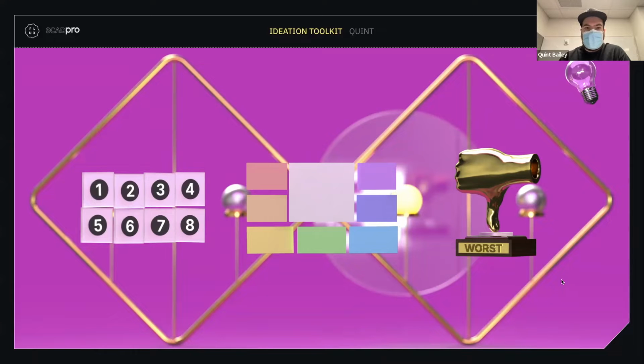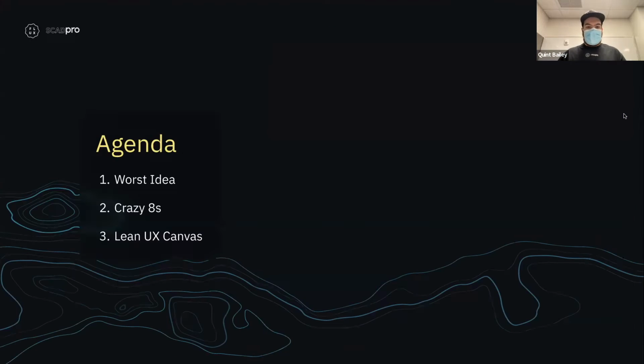Cool. Well, welcome to my session on Ideation Toolkit. What we're going to do is talk about three different ways to generate ideas once you know what your problem space is. In the last two sessions, we talked about how to do research to figure out where those problems lie, and how to narrow down your scope and see exactly which problem you want to solve. Now that we know which problem we're trying to solve, we're going to try to find the solution. There are a couple different ways you can do that.